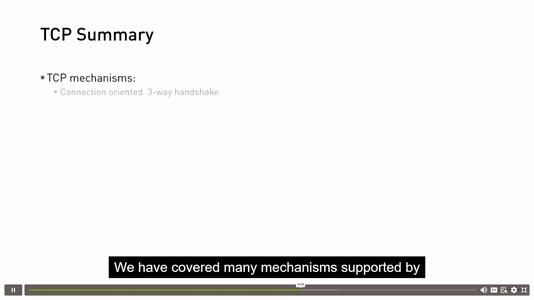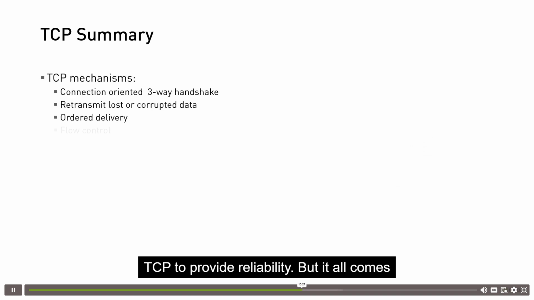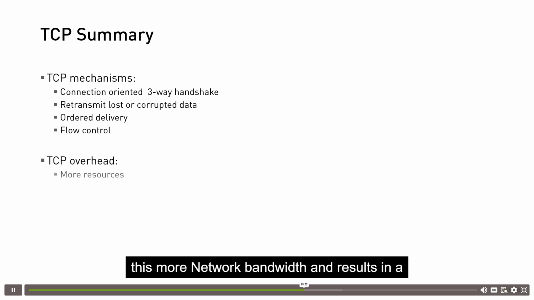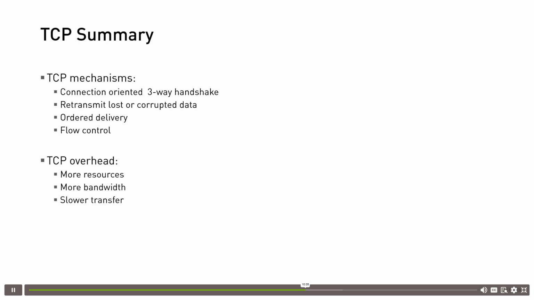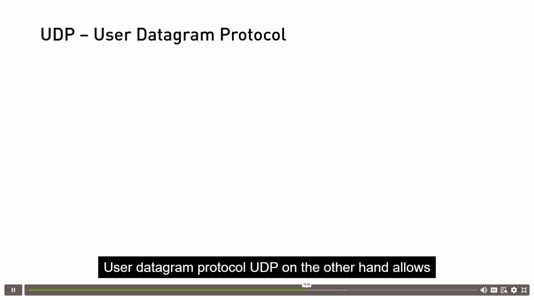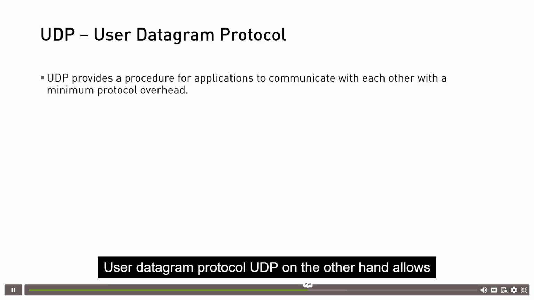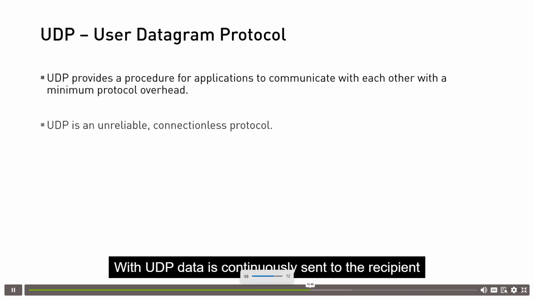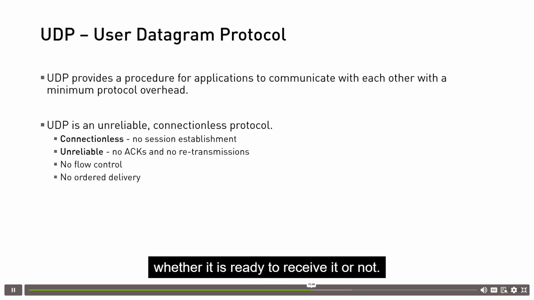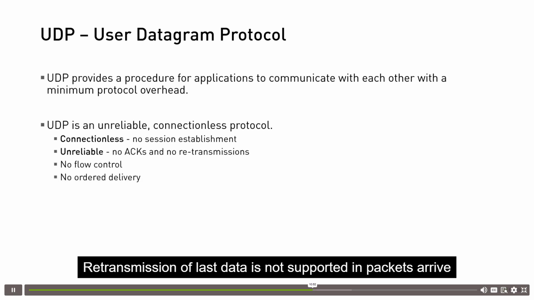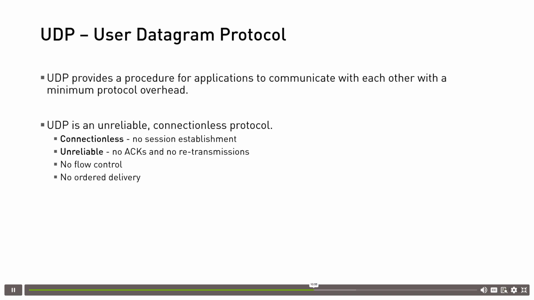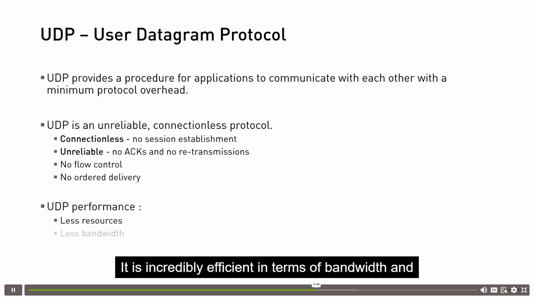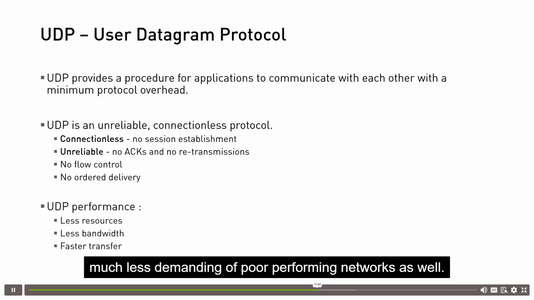We have covered many mechanisms supported by TCP to provide reliability, but it all comes with a price, as TCP consumes more resources, uses more network bandwidth, and results in a slower transfer. User Datagram Protocol, UDP, on the other hand, allows applications to transfer data with minimum protocol overhead. With UDP, data is continuously sent to the recipient whether it is ready to receive it or not. Retransmission of lost data is not supported and packets may arrive out of order. UDP avoids the unnecessary overheads of TCP transport. It is incredibly efficient in terms of bandwidth and much less demanding of network performance as well.